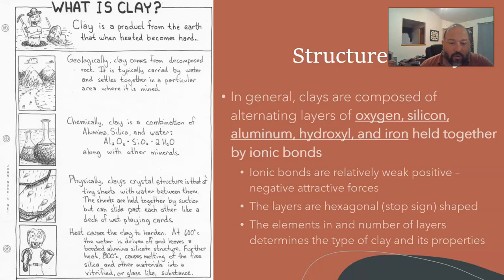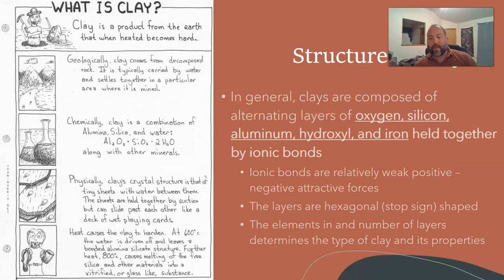Physically, clay's crystal structure is that of tiny sheets with water between them. The sheets are held together by suction, but can slide past each other like a deck of wet playing cards. The playing cards is always the easiest way for people to describe that clay structure. Heat causes the clay to harden. At 600 degrees Celsius, the water is driven off and leaves a bonded alumina silicate structure. Further heat, 800 degrees Celsius, causes melting of the free silica and other materials into a vitrified or glass-like substance.